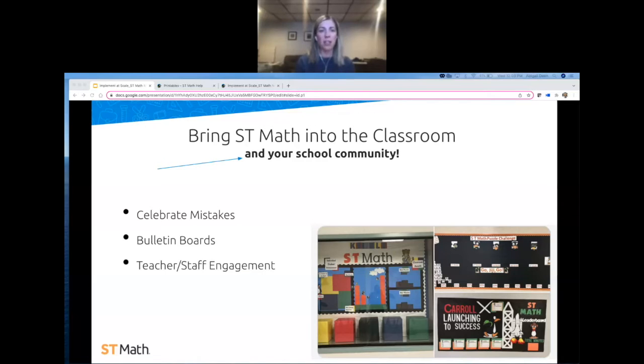I've also seen teachers encouraging and monitoring students, building this culture where mistakes are really celebrated. They're part of that path to mastery. They're really essential to that path. So I've even seen bulletin boards in a staff lounge before, where teachers are sharing successes and challenges that they are seeing with ST Math, and added tips of how to overcome those challenges as well.